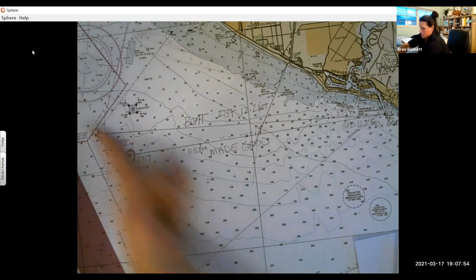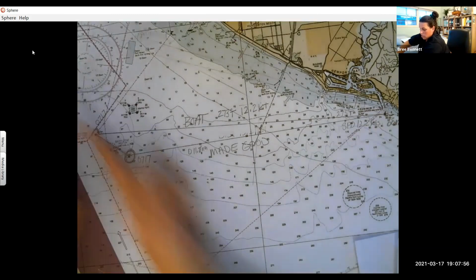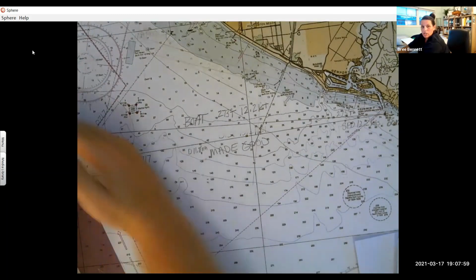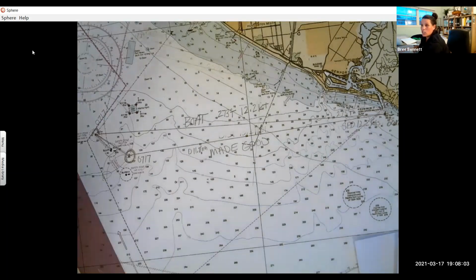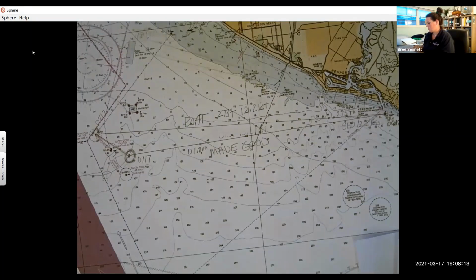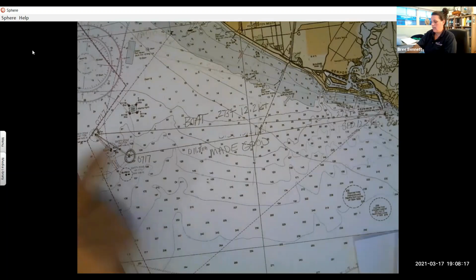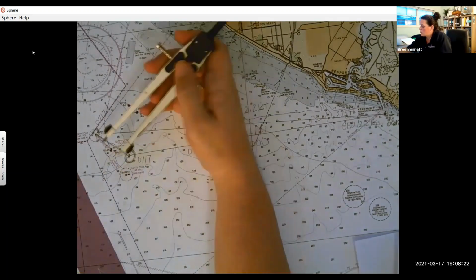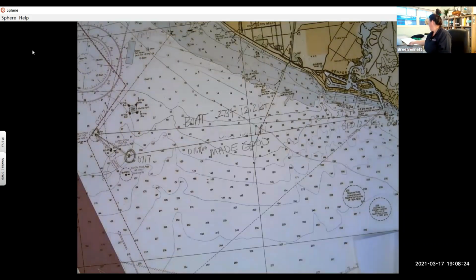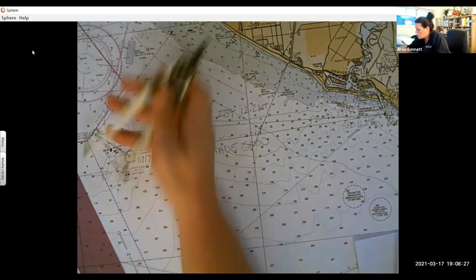Not 306, which would be pushing me the opposite way. So current is going towards. That's how we describe the set, opposite of how we describe wind. Okay, so we got 126 as our direction, and then we want to find the speed. So we're going to measure the distance.